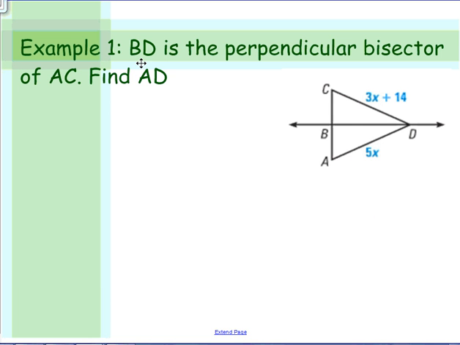So our first example says BD is the perpendicular bisector of AC. So we want to find how much AD is. Well, according to our Theorem 5.2, the perpendicular bisector theorem, we know that CD is congruent to AD because BD is the perpendicular bisector of AC. So we can actually set these two expressions equal to each other. So we have 3x plus 14 equals 5x.